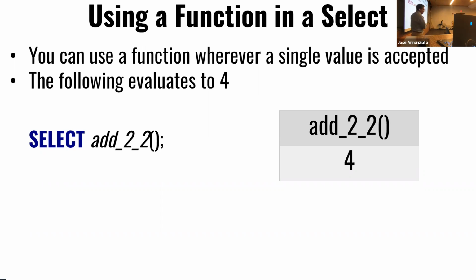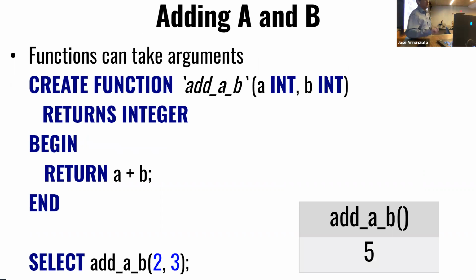Let's take a look at a smidge more complex function. Instead of hard-coding the result 2 + 2, we can pass in arguments now, A and B both declared as integers. Now it just returns A plus B. Now I can call it: add AB with 2, 3 comes out to be 5.